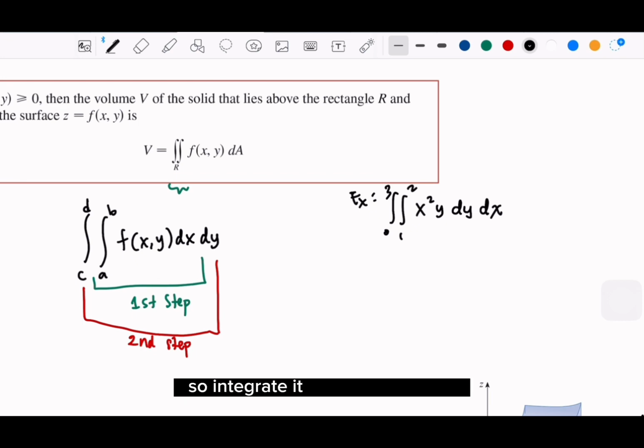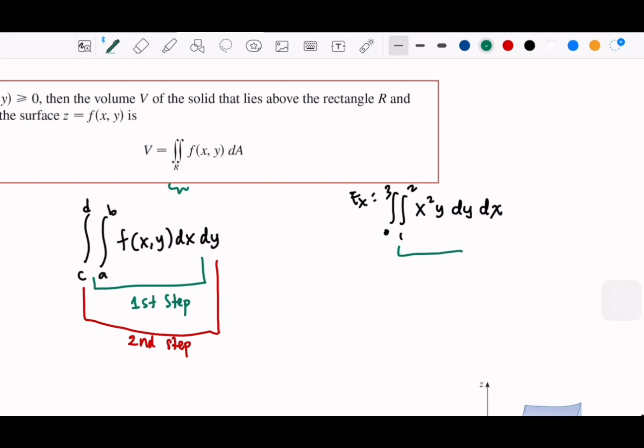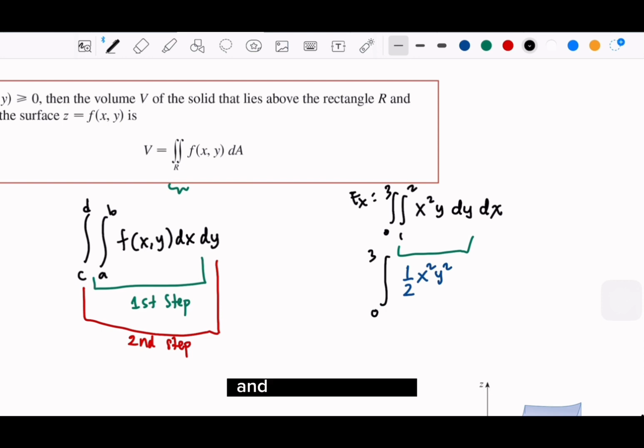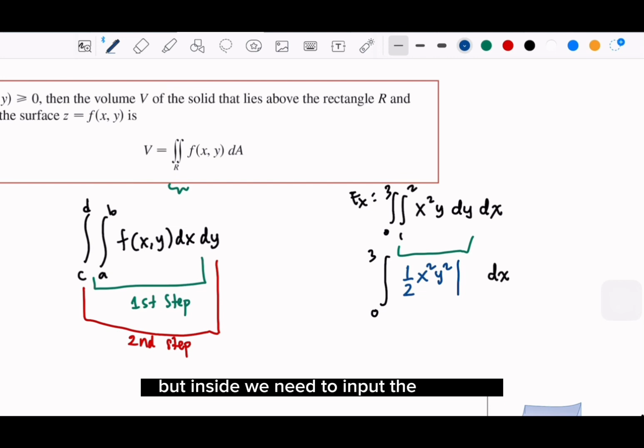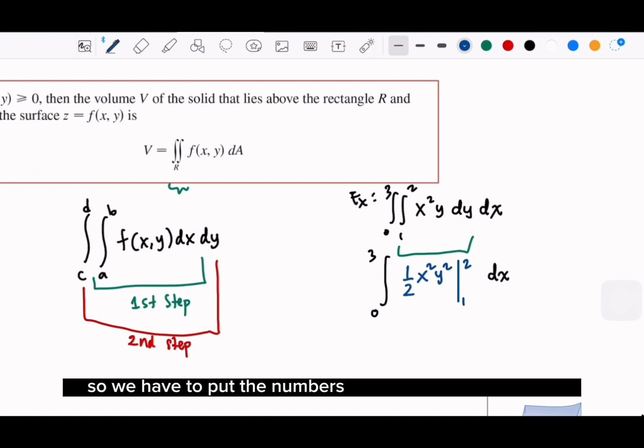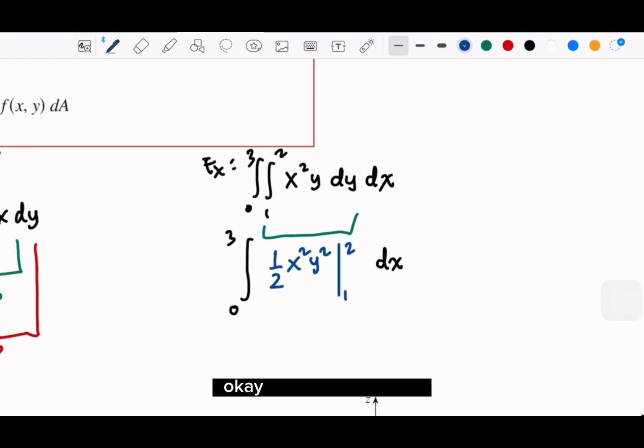So we integrate, and then we write half x squared y squared, and the outside still has the integral and still has dx. But for the inside, we need to input the numbers 1 and 2. Where do we put the numbers? We need to put them into the y.